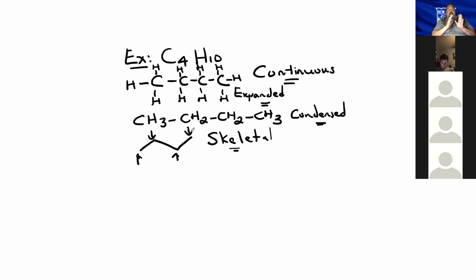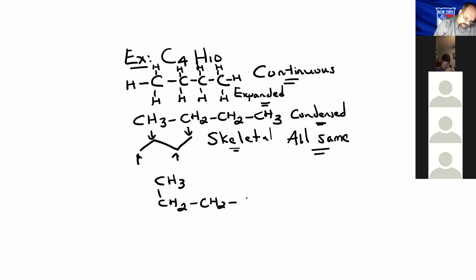It's still CH3 connected to CH2, connected to CH2, connected to CH3. These are all the same. There's no isomers here. Here's another point I want to make. Sometimes students will say, okay, here's an isomer of the first structure. And my response is, no, it's not. What you've drawn here is exactly the same as the three structures above.